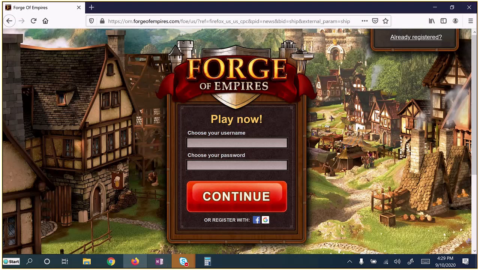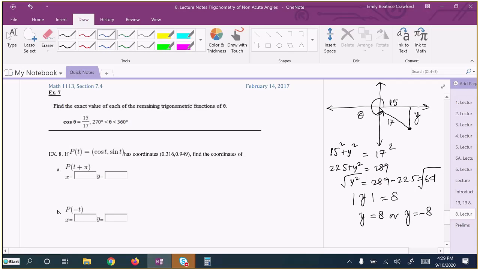Which one do I choose? Well, I choose y equal to negative 8. And why do I choose y equal to negative 8 in this situation? Because you are in the fourth quadrant, so your y value must be negative 8. So now I get to say that this point that I was looking at is the point 15 comma negative 8. And then we start with the trigonometric ratios.